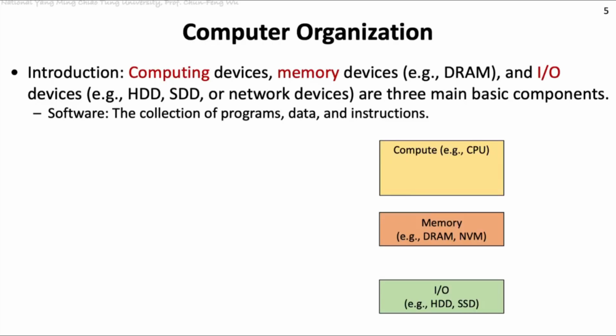So first of all, computer organization. I think you are really familiar with this figure already. In our computer, there are three main components, right? There are the computing device, the memory device, and the I/O device. People call them the three main basic components.